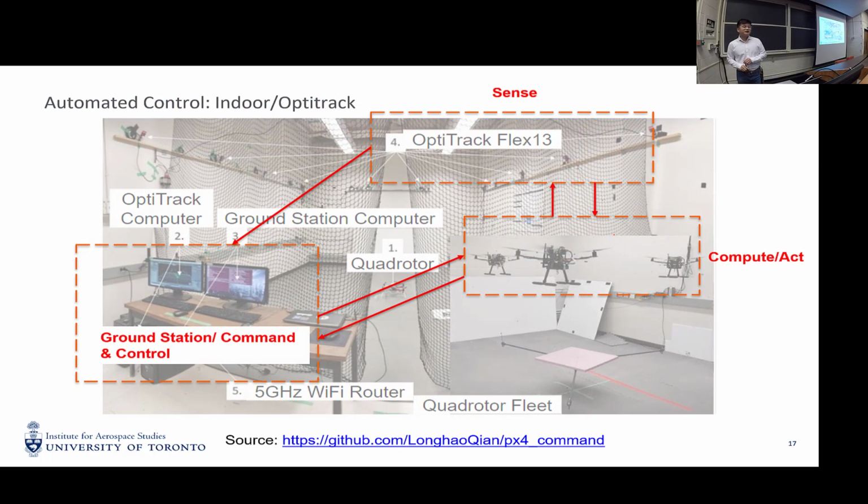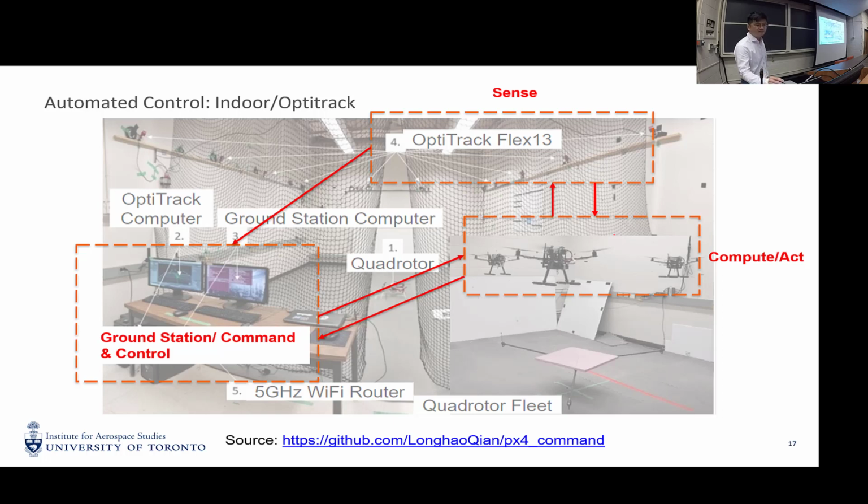So, for automated tasks, we need automatic control. In this case, there is no need for human intervention. The sensing part, for example in an indoor task, is completed by some external sensors.